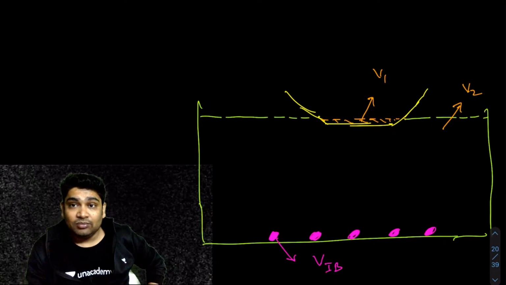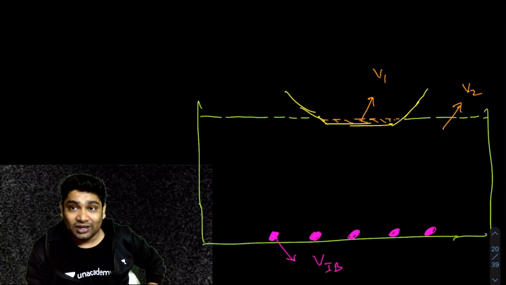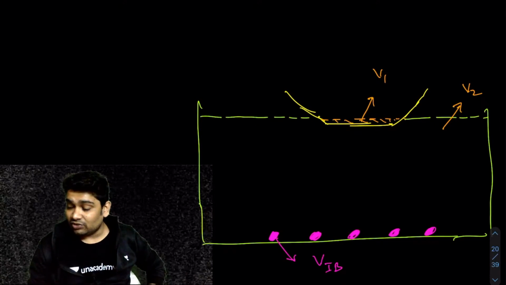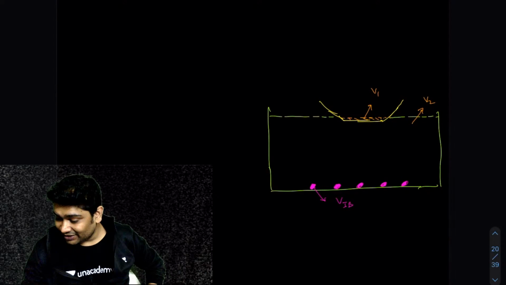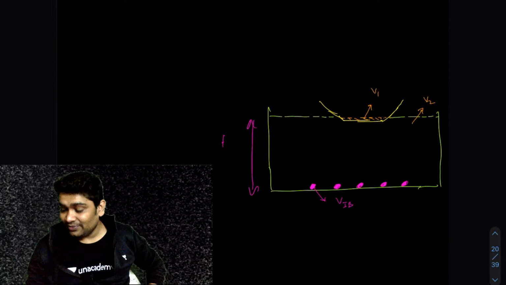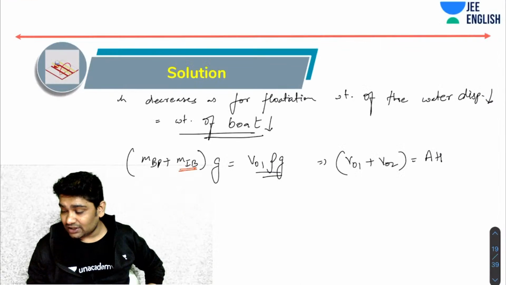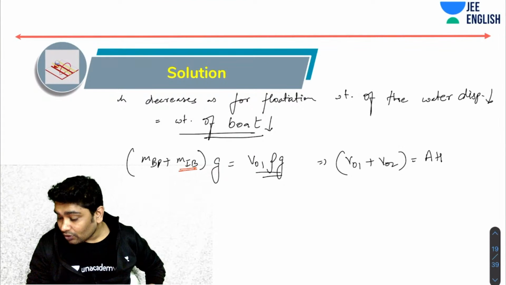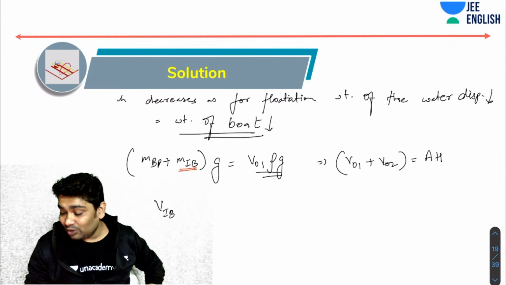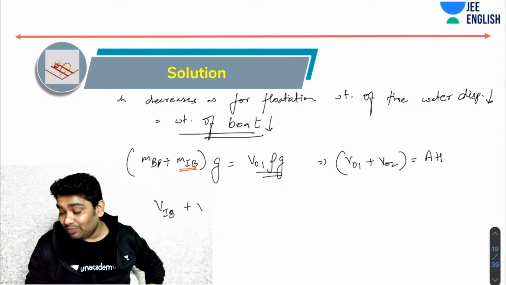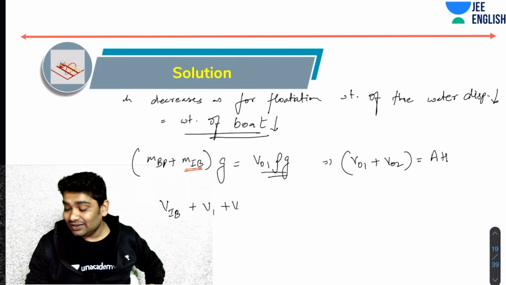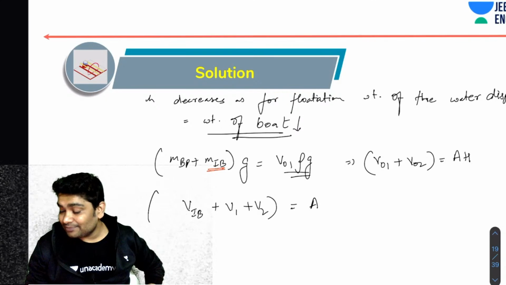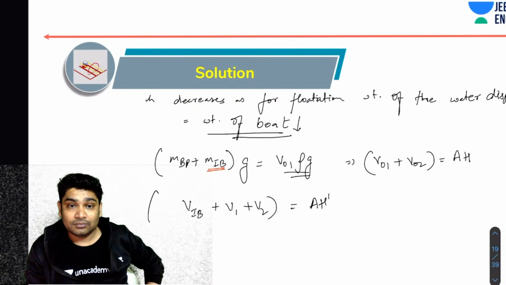Okay, you'll have some volume which is getting displaced by the boat. Then you'll have some volume of the water, and then you will have some volume that is being occupied by the iron balls themselves. So can I say if this height is h dash and the area of cross section is again A, then can I say that finally volume of iron balls plus V1 plus V2, that should be equal to A times H dash. Okay, agreed.